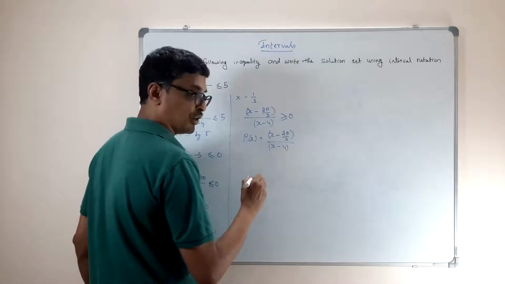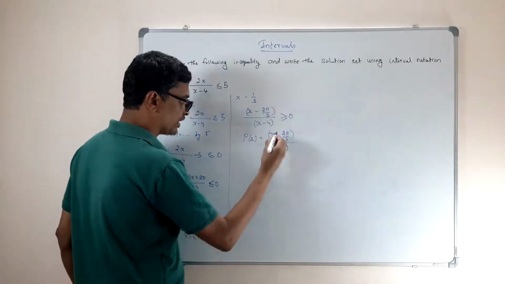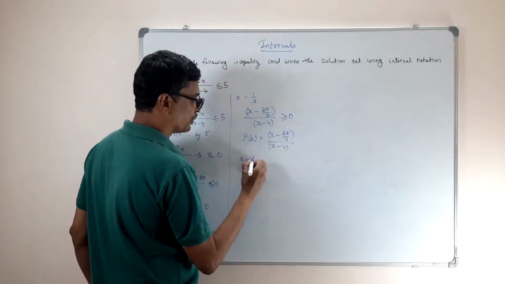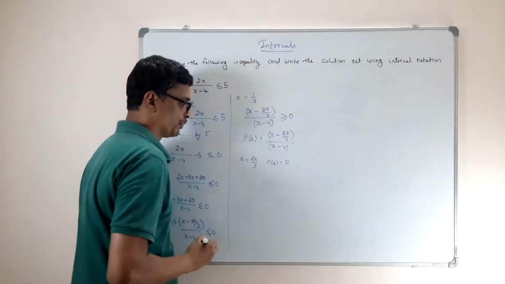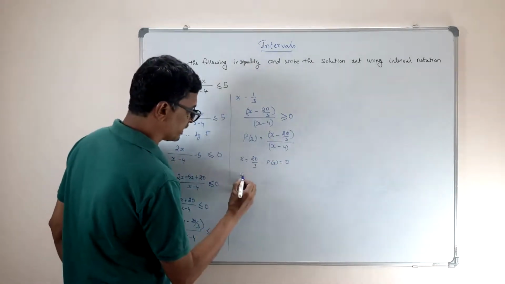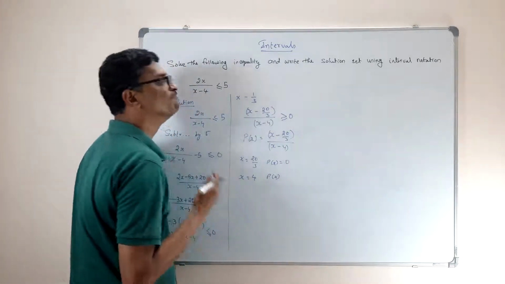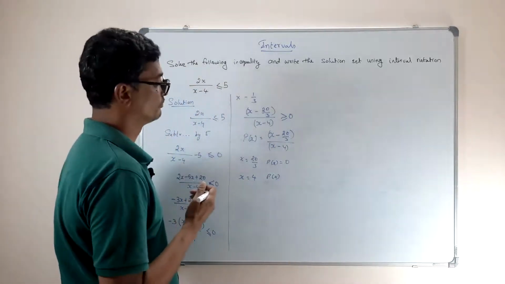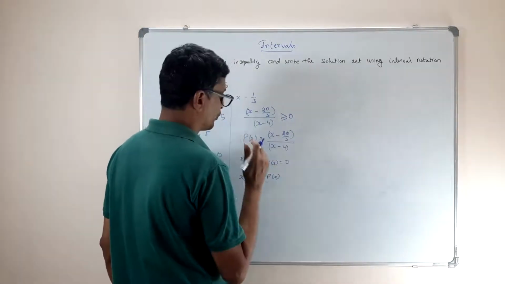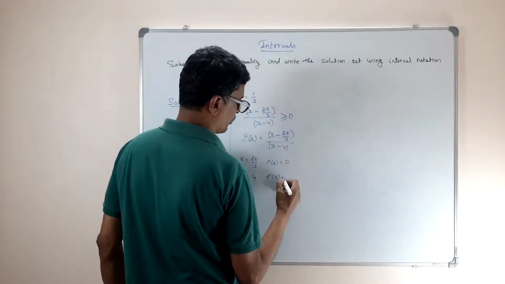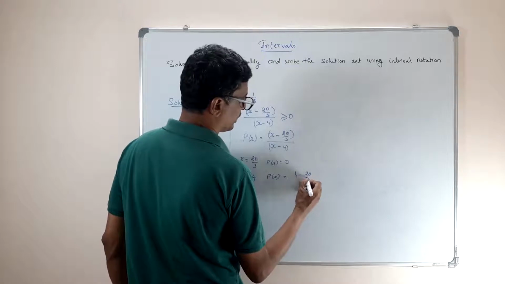Let us take the critical points. A critical point is whenever these values become 0. The first critical point is when x is equal to 20 by 3, so p of x is equal to 0. The second case is x equal to 4. p of x will be 4 minus 20 by 3. That is like 18 by 3 is 6. Simple. 4 minus 20 by 3.